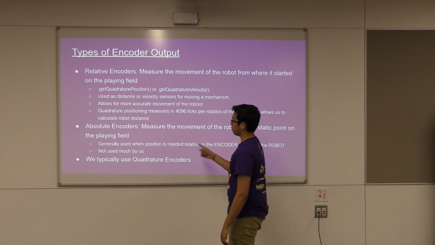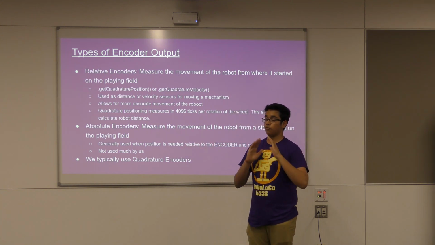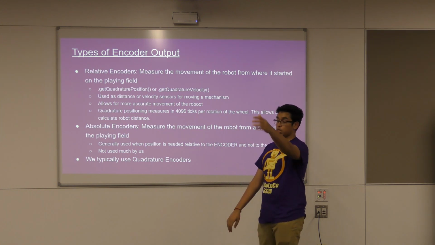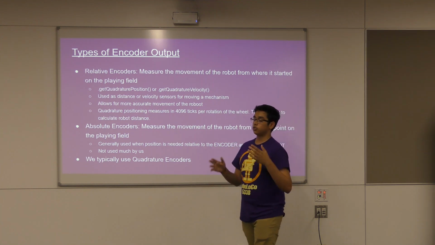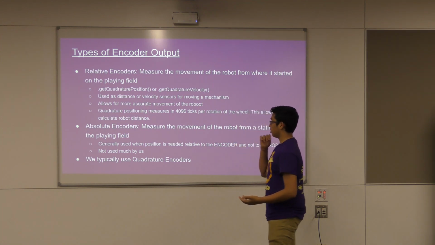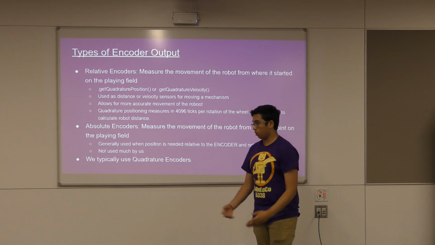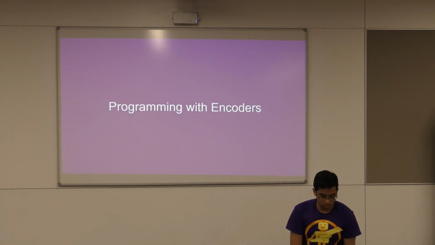The other encoders are called absolute encoders, where when they're created, that's when they start, and they remember their position even after you power them off. So an example of that is the potentiometer that we have on the dart. It'll remember its position when it powers off, so you don't have to reset it every time. Typically, when we're driving, we use quadrature encoders, but for stuff like the dart, we do use absolute encoders. So let's actually get to programming this.